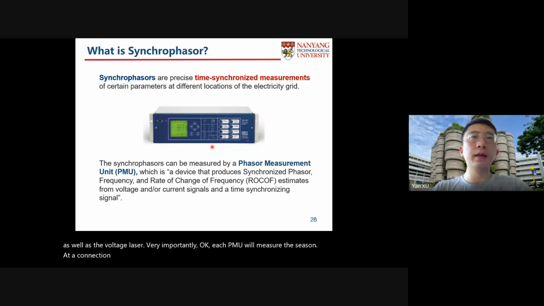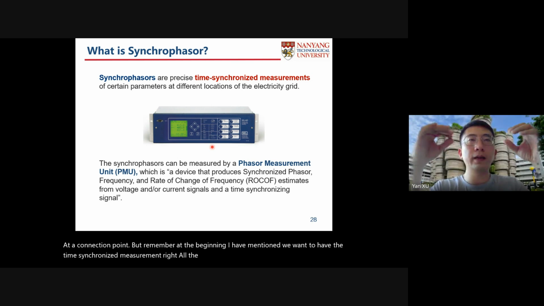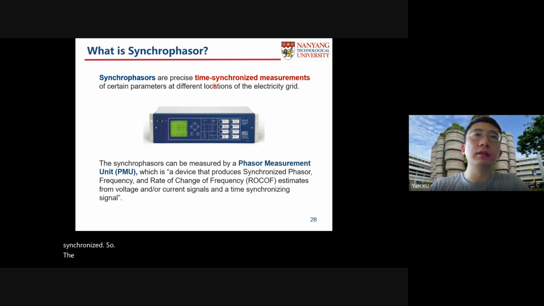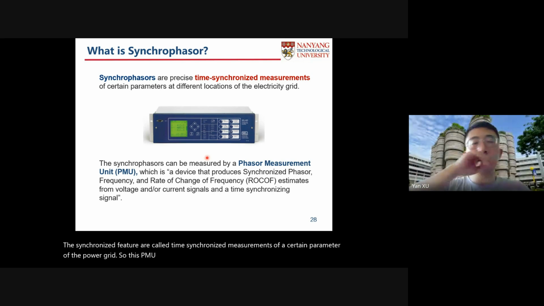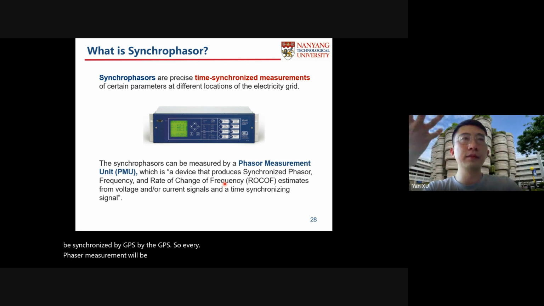But remember, at the beginning, I mentioned we want to have time synchronized measurement, right? All the phasor values we want to make synchronized. So the synchronized phasors are called time synchronized measurements of certain parameters of the power grid. Once these PMUs are connected in the grid, they have a function to be synchronized by GPS. So every phasor measurement will be synchronized and become a synchrophasor.